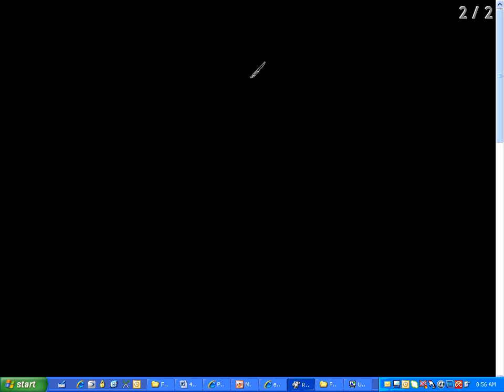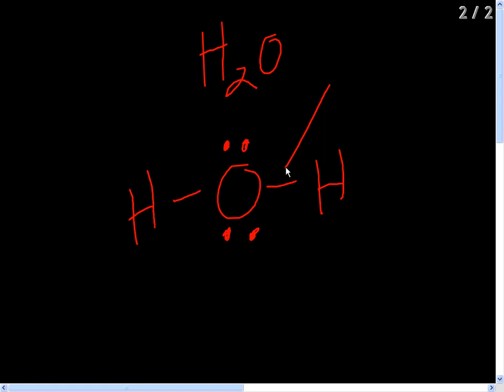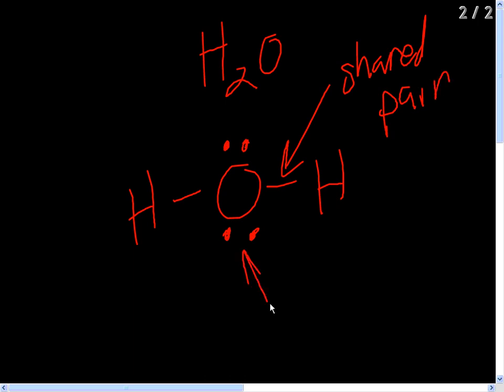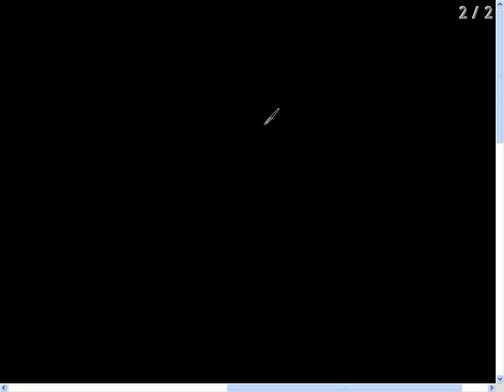Now, we've talked about water before, H2O, and that it's an oxygen bonded to two hydrogens, and the oxygen has two pairs of unshared electrons. Remember, this represents a shared pair, and the dots around the oxygen are unshared pairs. Now, this is not what it looks like in three-dimensional space. We draw this on paper to make it easier on us. If I was to draw this in three-dimensional space, it would look more like this.